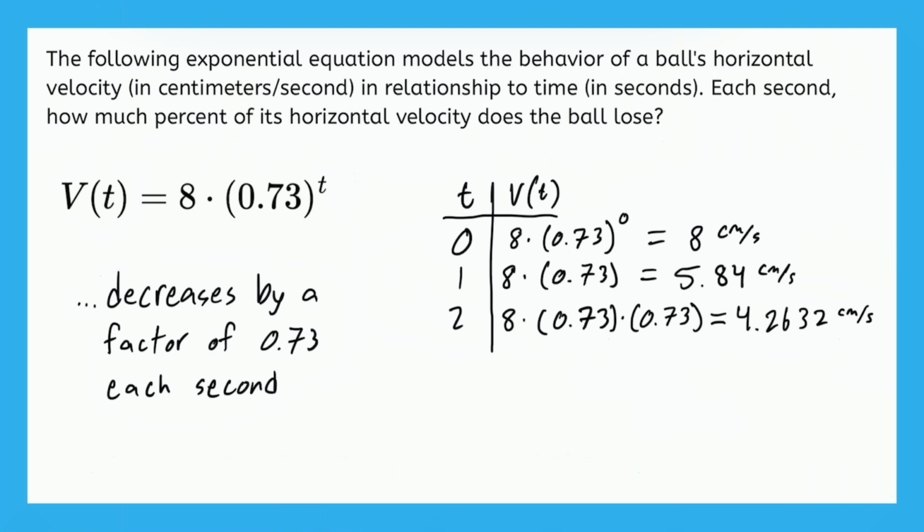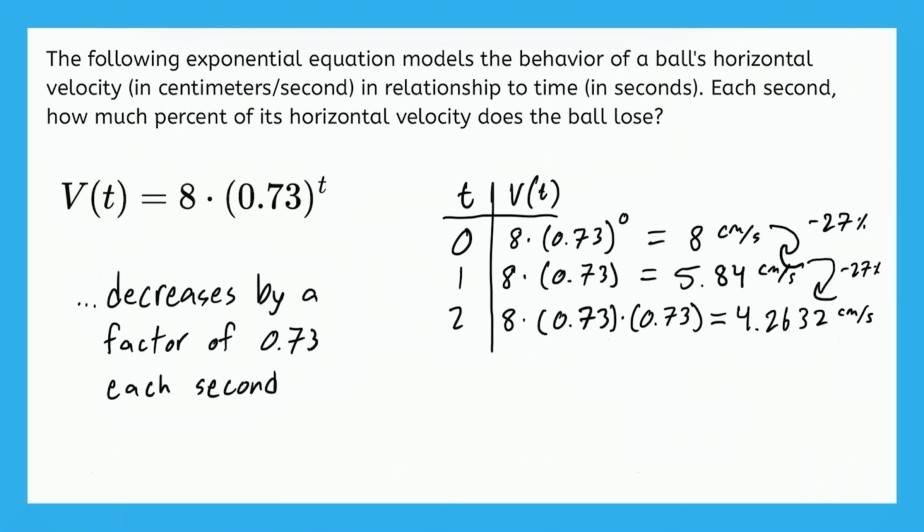That is, we're just multiplying the function by 0.73 each second. Okay, finally, how do we describe this as a percent change? To go from 8 to 5.84, we went down 27%. And to go from 5.84 to 4.2632, again, we went down 27%. Okay, golden question. How can we easily find that 27% even if we don't do this whole long process?